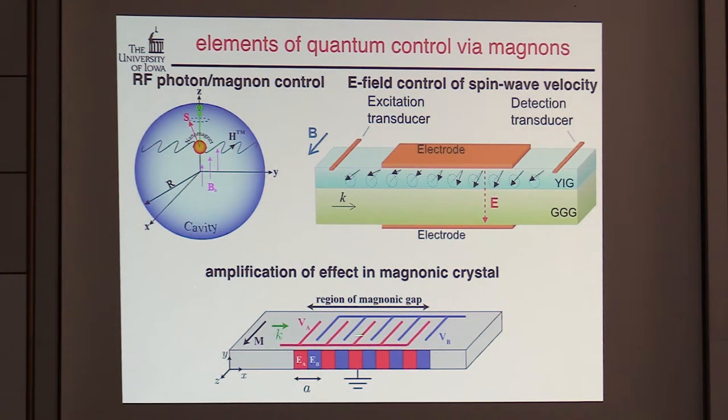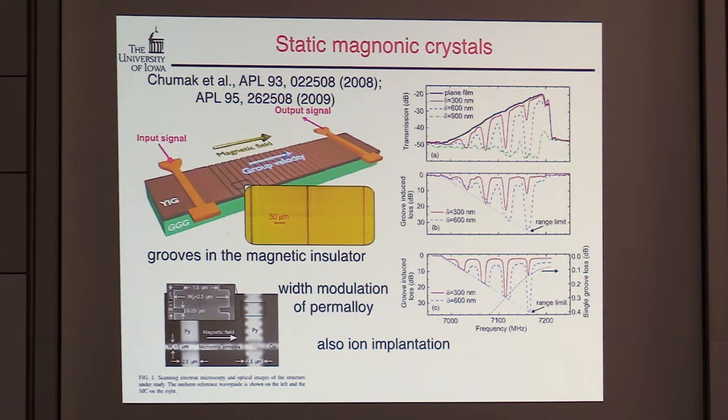All right, so what about amplifying this effect in a magnonic crystal? Here we were looking at a one-dimensional geometry with a periodic application of electric field. Again, the motivation here is looking at work that had been done on magnonic crystals, which can be done in a static fashion. Here are some examples where there are patterns in the YIG. This can be done with grooves in the magnetic insulator to make a magnonic crystal, very much like a photonic crystal, but for spin waves.